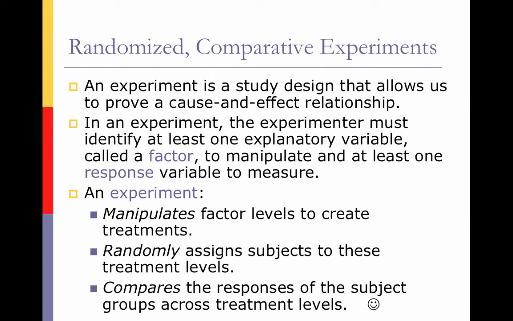So in an experiment, you manipulate factor levels to create treatments. So the 3 different doses that I just mentioned, those would be treatments. The full dose, the half dose, and no dose would all be different treatments. You're going to randomly assign subjects to those treatment levels. So whoever was in my study, I would randomly assign who got the full dose, who got the half dose, and who got the no dose. And then you compare the responses from each of the different treatment levels.